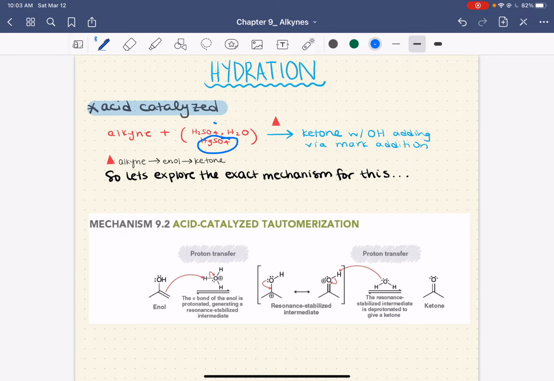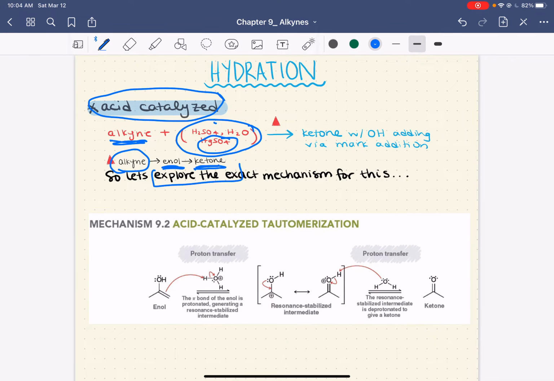As a general summary, the pi bond of the enol is going to be first protonated, generating a resonance stabilized intermediate, and then that is going to be deprotonated to give the ketone. All right, now let's look at this mechanism. First, just to summarize, we're doing acid-catalyzed hydration. You can take a triple bond, treat it with this set of reagents, and your alkyne is going to get converted to an enol, and this enol is going to quickly tautomerize into a ketone.